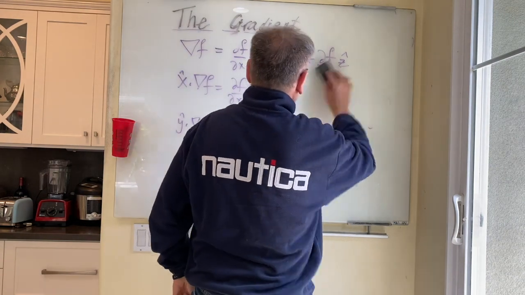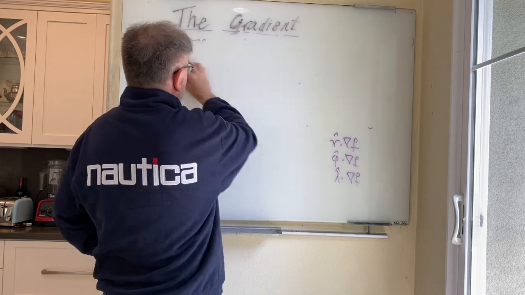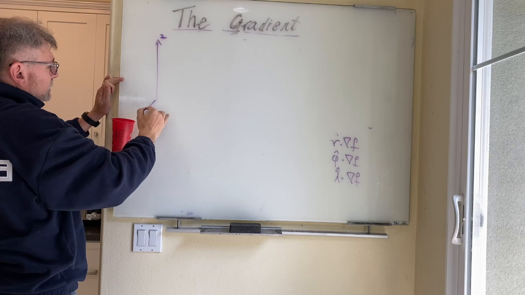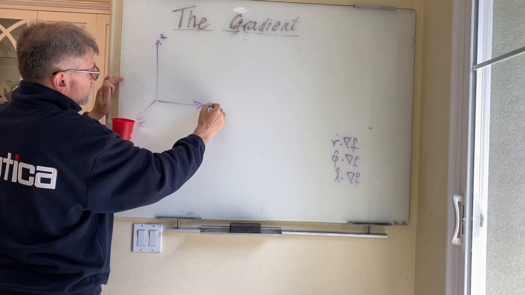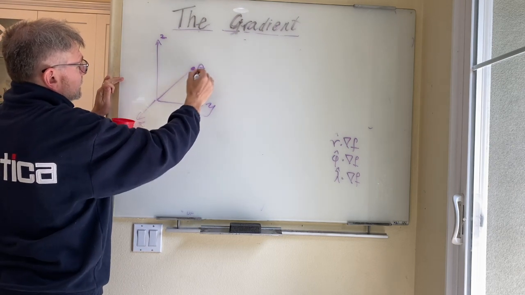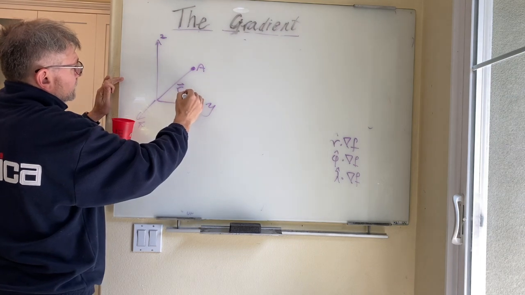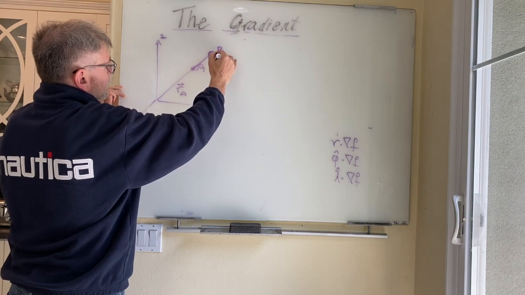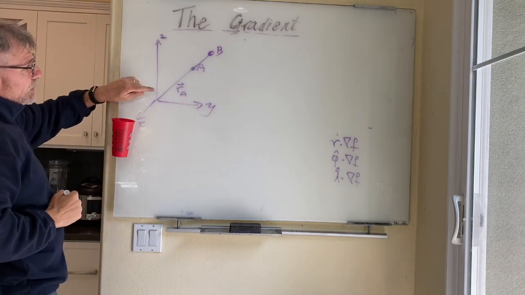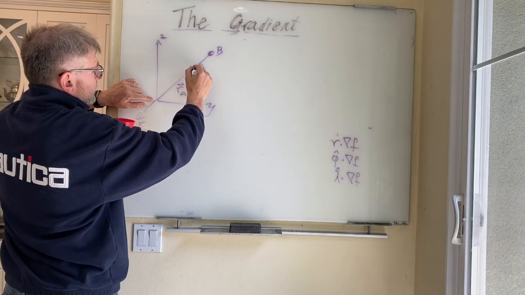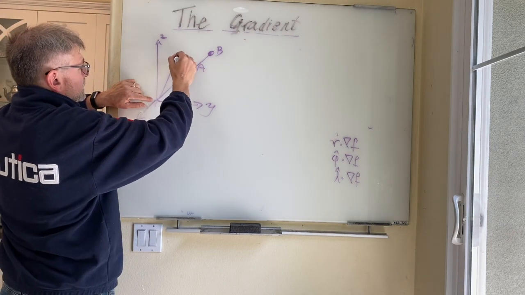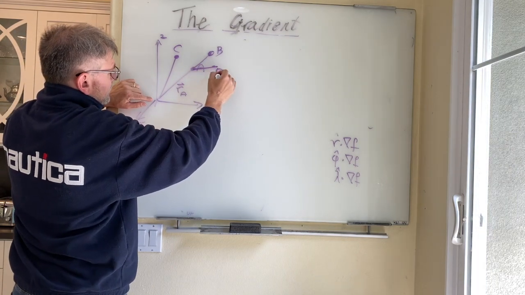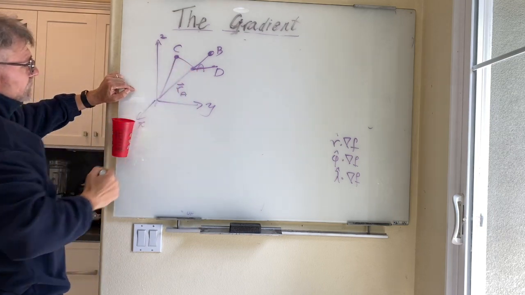If I write down a Cartesian axis with z, x, and y, and some point here A, and I call this vector RA, and I pick another point out here, and I call this point B, and the vector connecting them RB, and then another one out here, C, and another one out here, D. So what have I done?